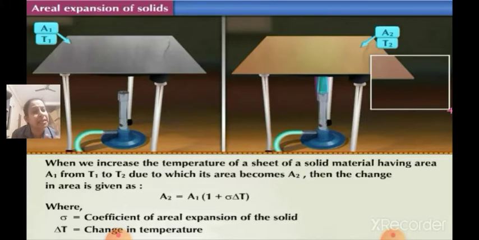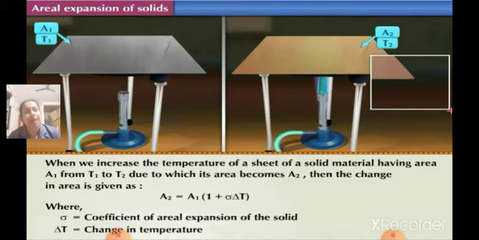Instead of lambda we are writing sigma here. So the formula now becomes A2 is equal to A1 into 1 plus sigma delta T, where sigma here is the coefficient of areal expansion of the solid and delta T is the change in the temperature. Okay, so this is regarding the areal expansion of the solids.